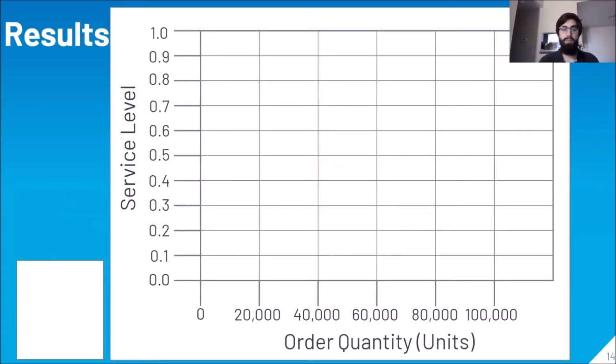After we ran the discrete event simulation, we plotted the results. On the x-axis, we have the order quantity from that IC supplier, and on the y-axis, we have the service level or the likelihood of meeting the demand of that assembler. We'll start off with Dell. It has a service level line that follows this. Just as we expected, the more we order, the more likely it is that we meet the demand of Dell.